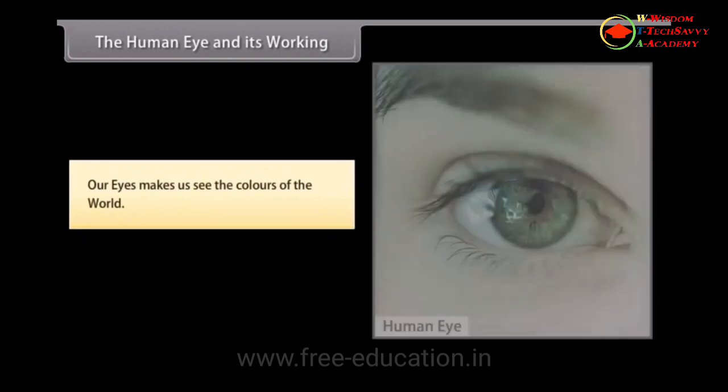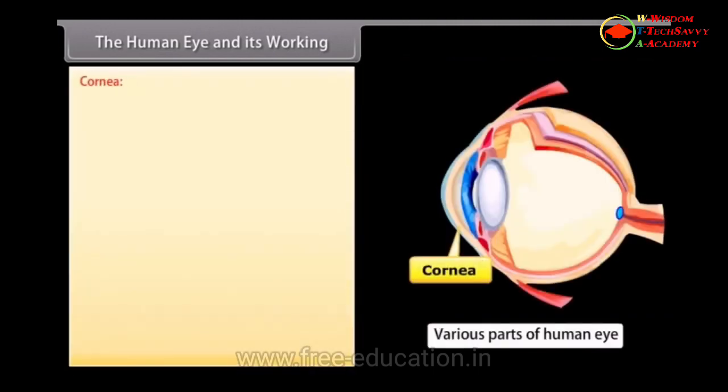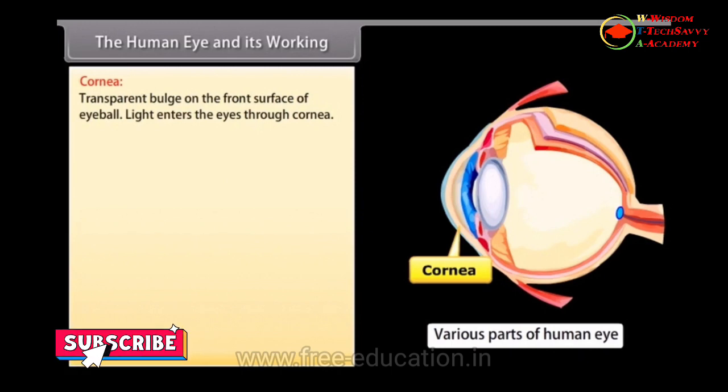The human eye and its working. Our eyes make us see the colors of the world. The human eye has a crystalline lens and it works like a camera. Various parts of the eye along with their functions are: Cornea. It is the transparent bulge on the front surface of the eyeball. Light enters the eyes through the cornea.